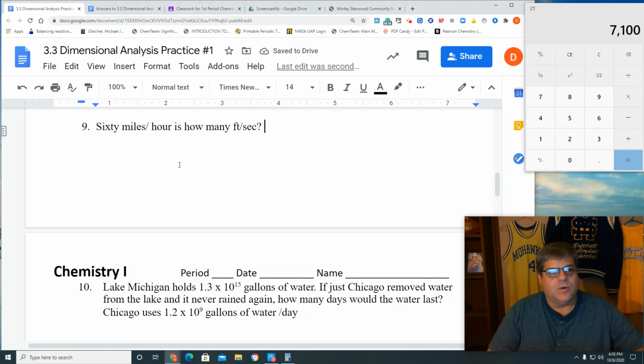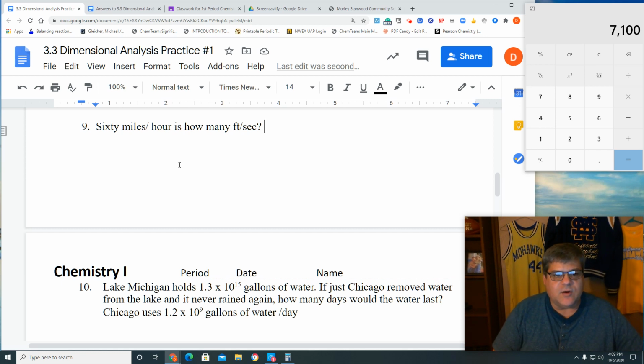Hey guys, we're going to do question number 9 now in our 3.3 dimensional analysis practice number 1 sheet. So problem number 9, here it is. We will need to convert from 60 miles per hour to how many feet per second.